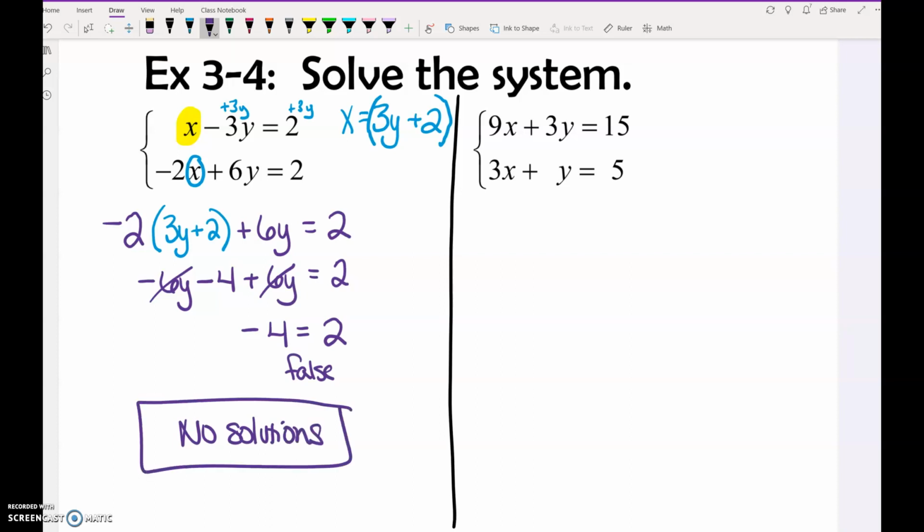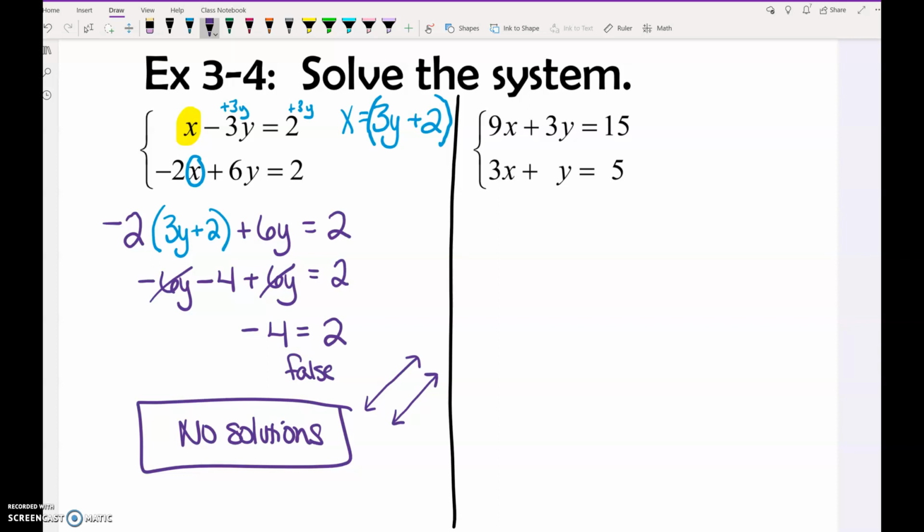If your variables eliminate and you're left with something that is not true, that means it's not possible. If you graph these two, they would be two lines that are parallel, that never ever cross, never meet. They never share a point. There's no point that they have in common.